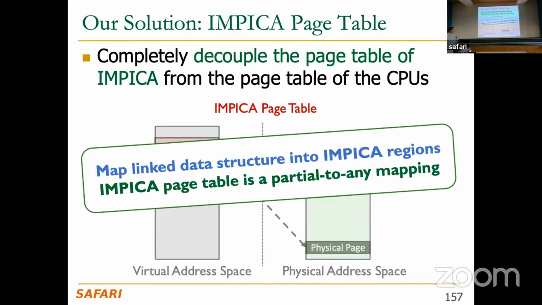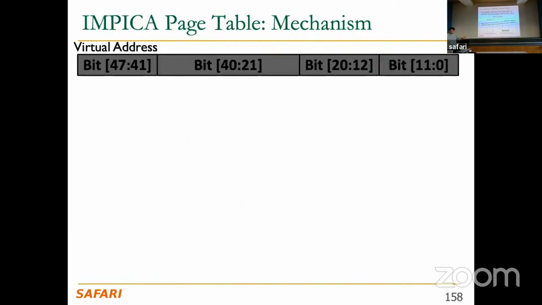So it's a page table that is partial to any mapping. It's partial because it only covers a small region of the virtual address space, while the physical address space can be the entire memory, right? And this is how the mechanism works.